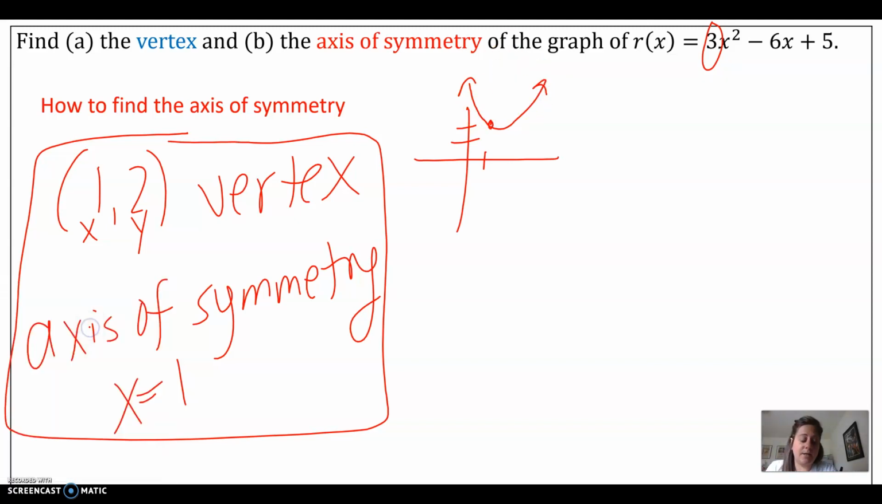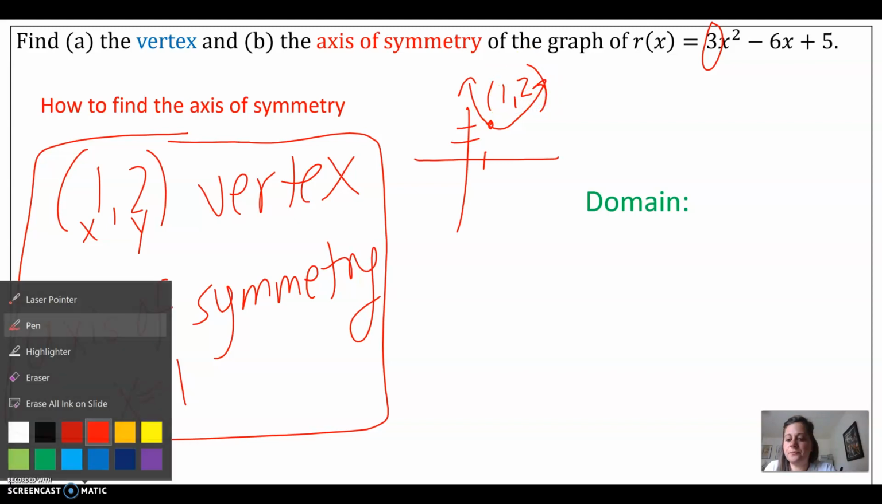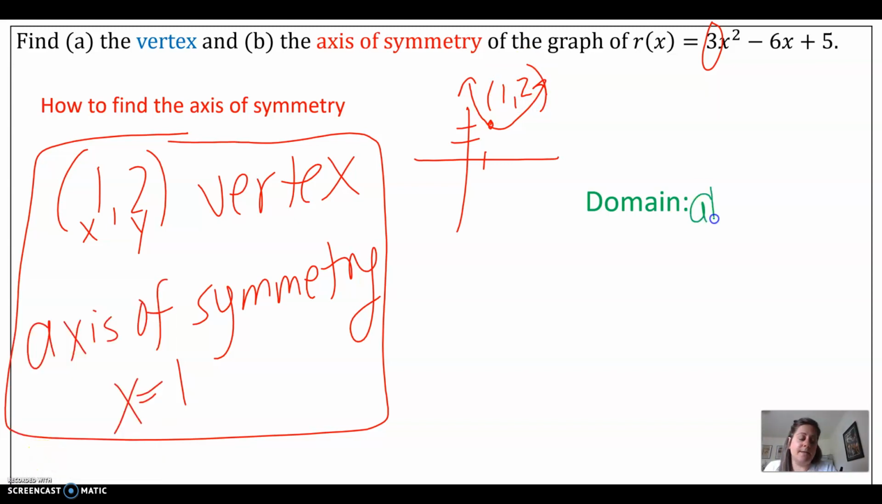Now we need to talk about domain and range. So let me just label this. This is 1, 2. So domain, as it has been and pretty much will always be for these parabolas that we're doing, is all real numbers. But your range, well, here we go. Now we got x and you got y. So you know it's going to involve a 2.